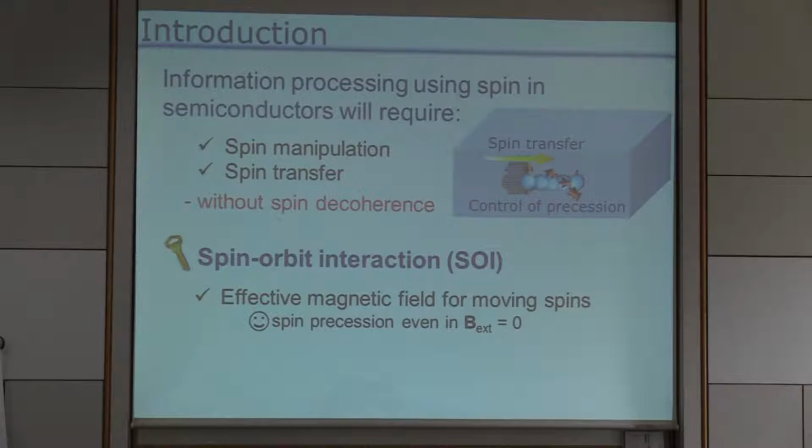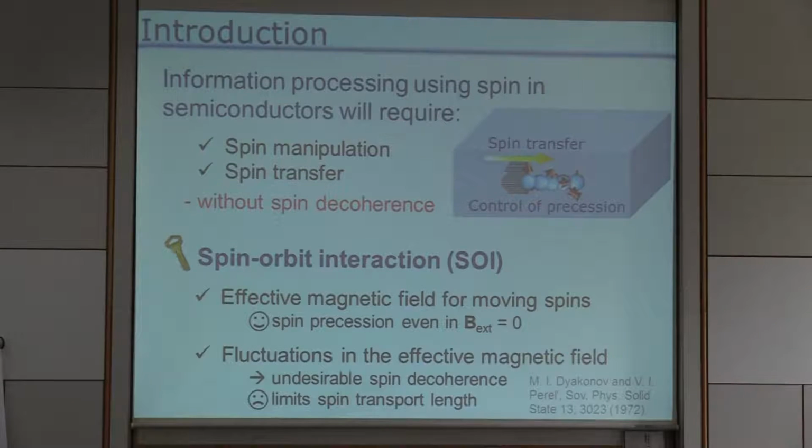But it also has an adverse effect. Fluctuations in the effective magnetic field induce undesirable spin decoherence, which limits the spin transport length. So it is important to understand the physics of spin-orbit interaction, and we want to control this.